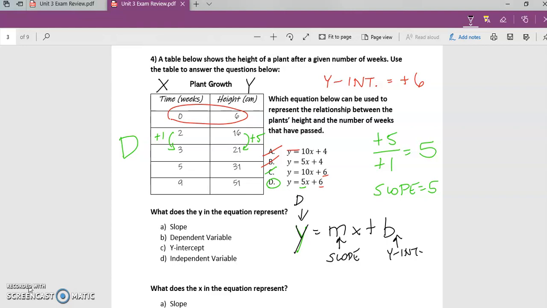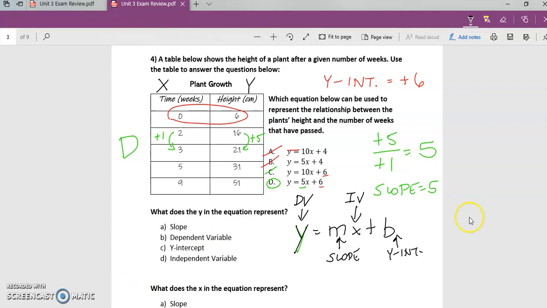The y stands for the dependent variable. It depends on everything else that's going on in this right side of the equation. So depending on what these numbers are, when they multiply them and add them together, this y value is going to depend on all of those. And then the x is the independent variable. So this is part of the calculation over here. I have to multiply it by the slope and then add the y-intercept.